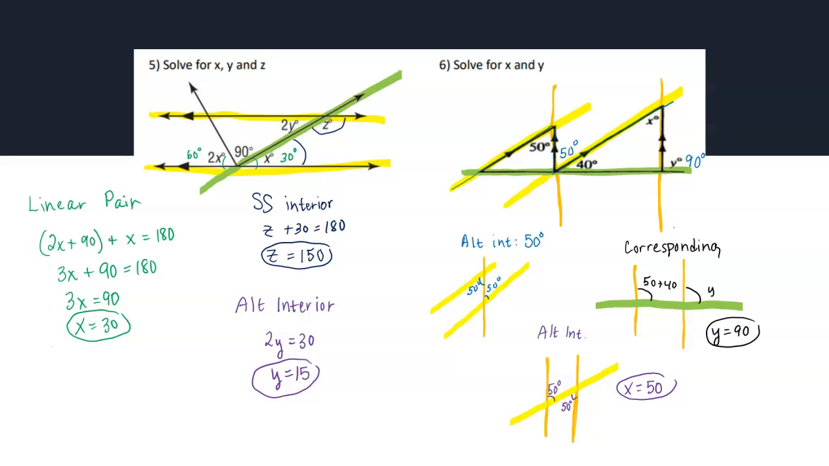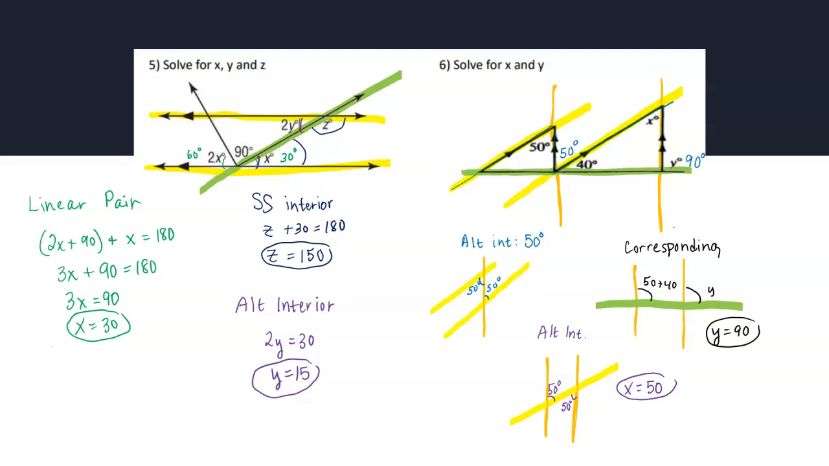And then I knew that z and that 30-degree angle were same side interior angles, so those ones were supplementary. They add up to 180, so z is equal to 150. And then I noticed another pair of alternate interior angles with the 2y and the 30, so y is equal to 15.